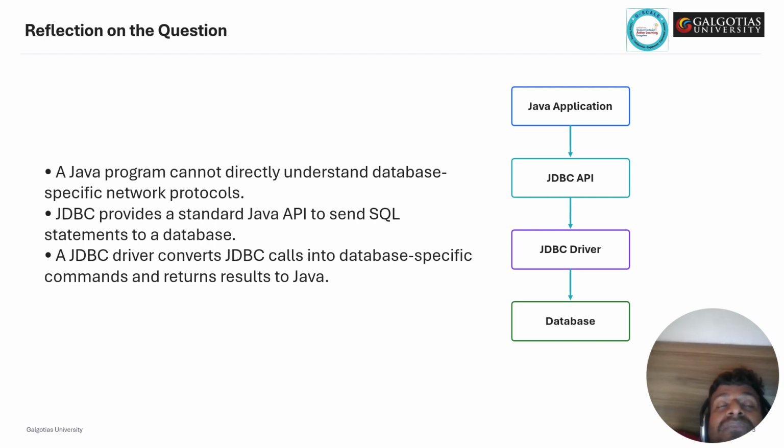JDBC is Java Database Connectivity, because Java cannot understand a specific network protocol directly. JDBC provides a standard Java API to send SQL commands to the database. A JDBC driver converts JDBC calls into database-specific commands and returns the results.